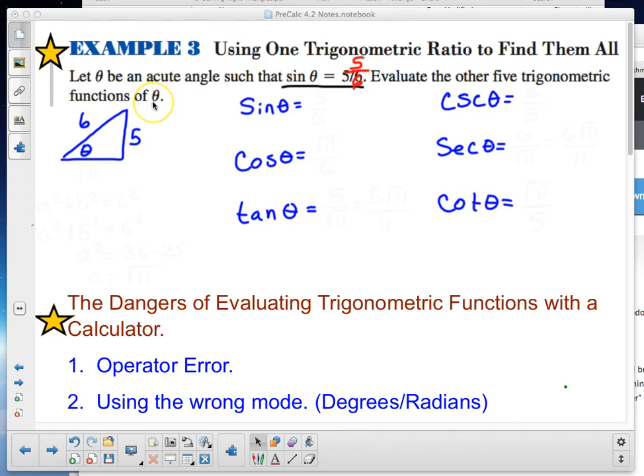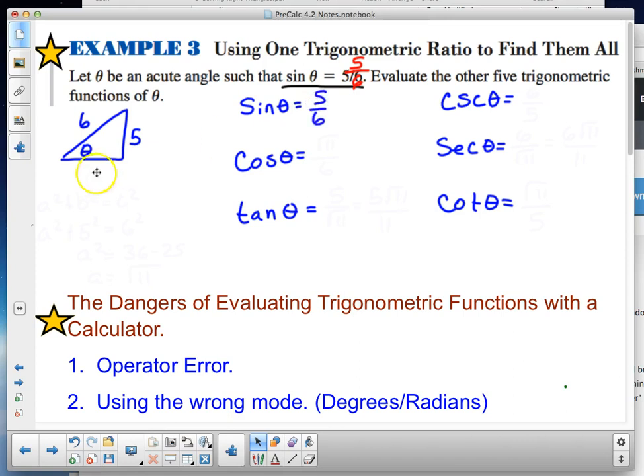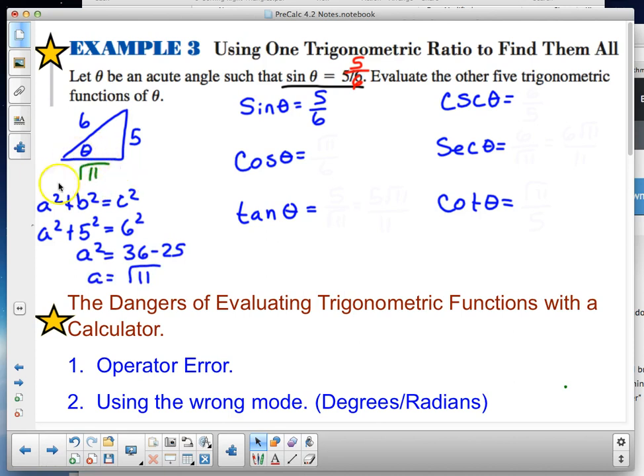Now, keep in mind I know stuff. First of all, I know the sine already. That's done. And this is theta. I can find this missing side by using the Pythagorean theorem. So I have a squared plus b squared equals c squared. And I already know b is 5, and I know c is 6, so I plop those in. So now I know that a squared is 36 minus 25, and that's 11. So a squared is equal to 11, and a is the square root of 11. So this missing side is the square root of 11.